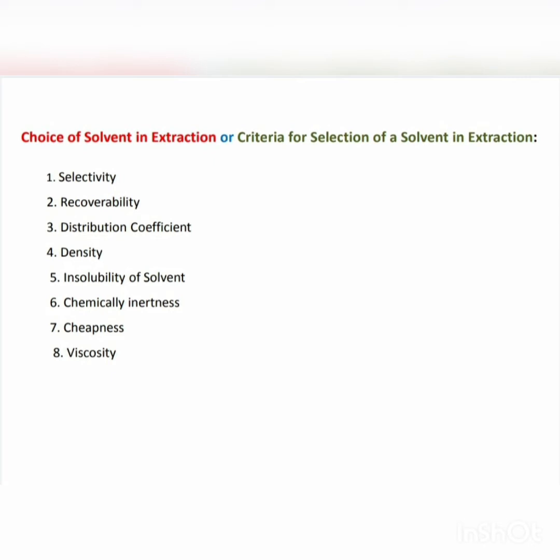Recoverability. A solvent should be recovered for reuse. It should not form azeotrope with the solute. Distribution coefficient. Distribution coefficient of solvent should be greater than 1 for desirable extraction. Density. Density difference of the two phases should be larger for better physical separation. Insolubility of solvent. The solvent should be insoluble in original solvent, but it should have high solubility for the solute to be extracted so that a small amount of solvent will be required.